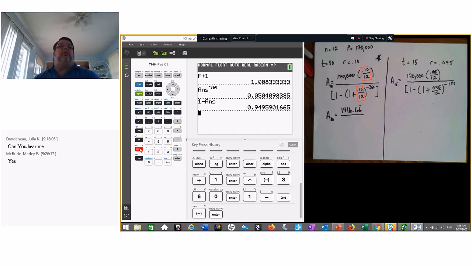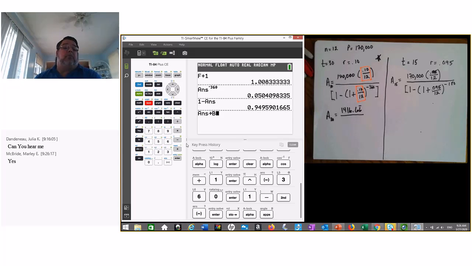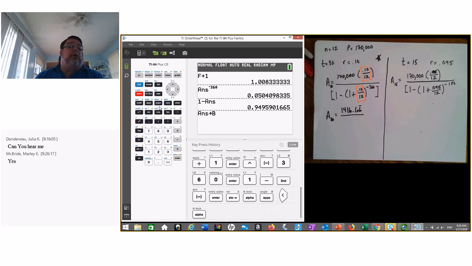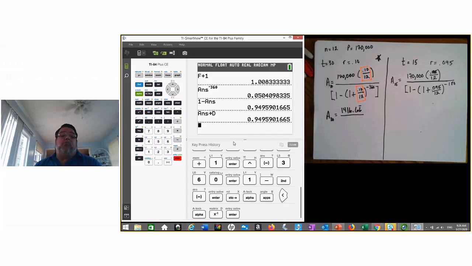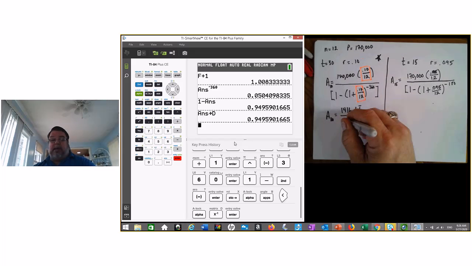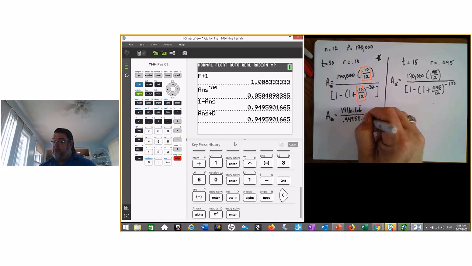Okay, answer. I'm going to store that in alpha D. Oh, not alpha B. Alpha D. Can't see those little letters. You just have to see my computer to understand what I'm talking about. And enter. And I'm going to write that on here for the video. 0.9495 dot, dot, dot.